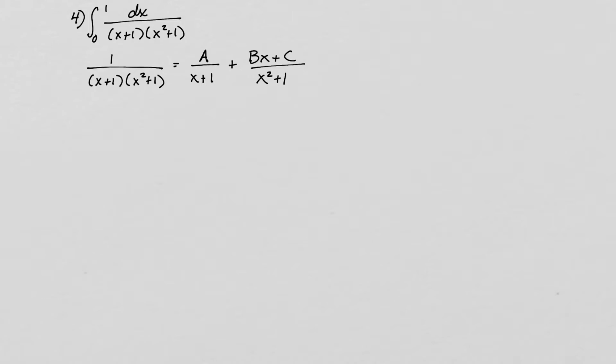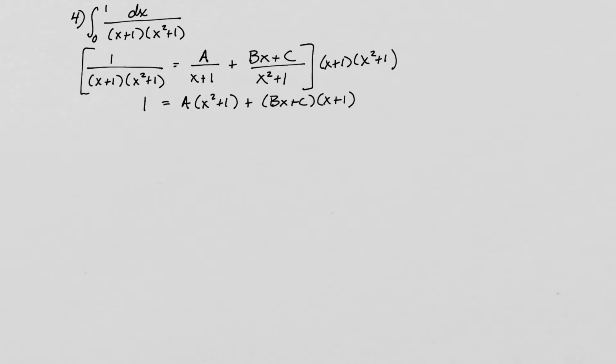And so now I'm going to clear the denominators by multiplying by (x plus 1) times (x squared plus 1). So on the left-hand side, we get 1, and then we get A times (x squared plus 1) plus (Bx plus C) times (x plus 1). And then we can pick some values of x to help us out here. So what's one of the values of x that I could pick that would help us out?